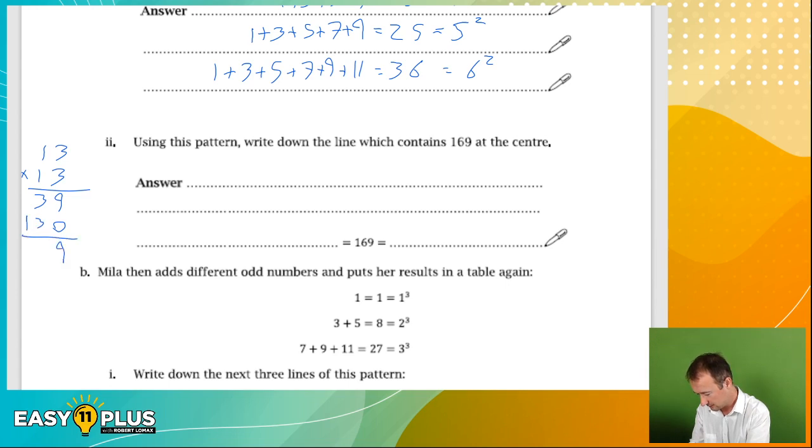So we got 9, 6, and 1s. Of course, it is 13 squared. So 169 equals 13 squared. Okay, so we know we're going to have to write out 13 numbers. Okay, this is the boring bits you watch me. Let's do it very quickly.